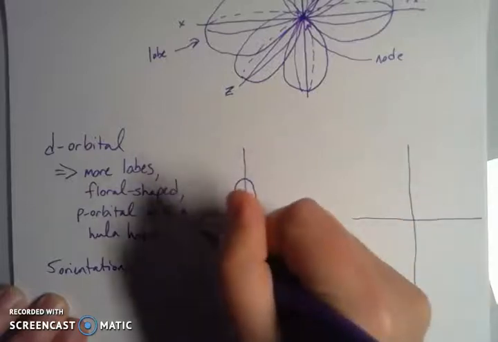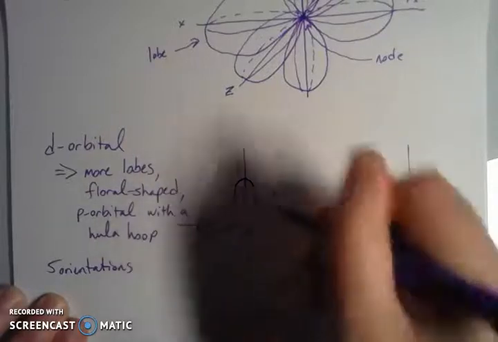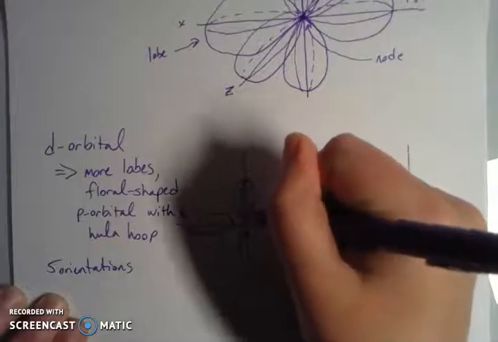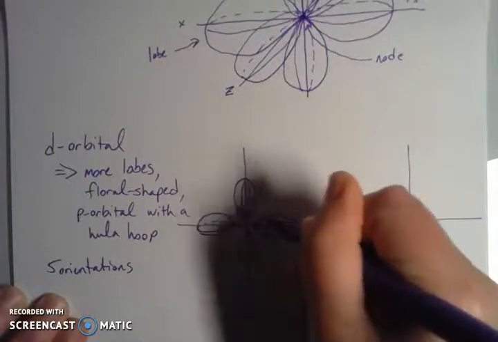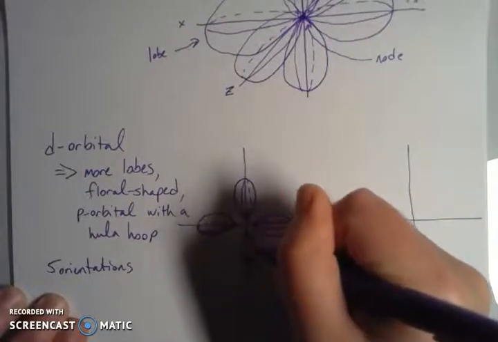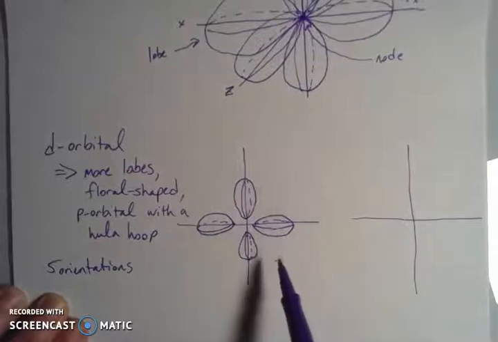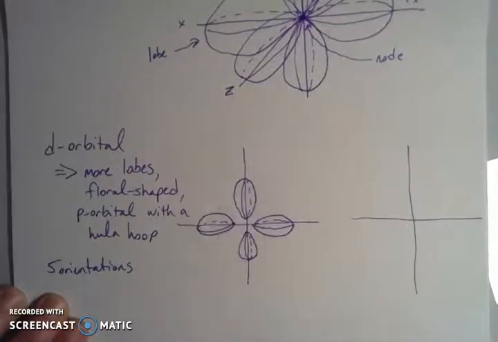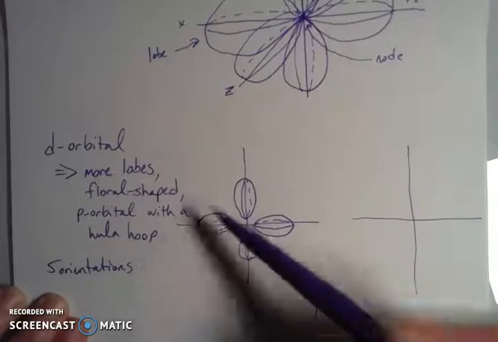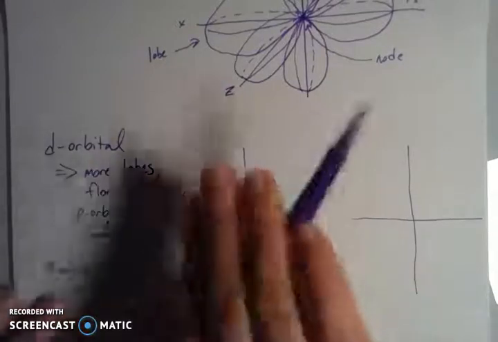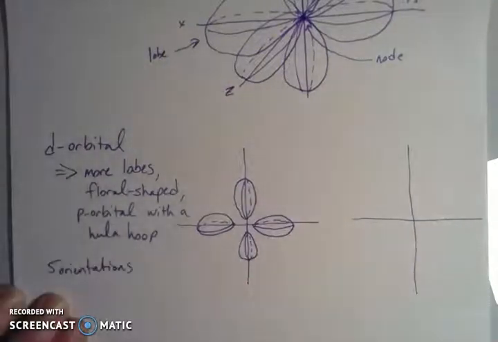And all of these guys, of course, should be the same size. So forgive my artistic abilities or lack thereof. And there's kind of a larger node space there where the nucleus would be. So this would be one kind of orientation. Again, more lobes, more nodes, more space between. There's a few of these guys that are in a couple different orientations for the d orbitals.